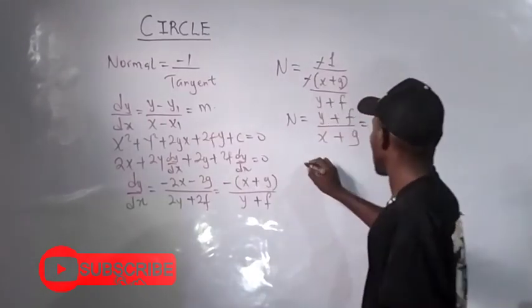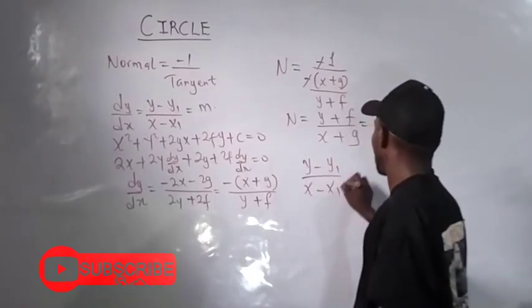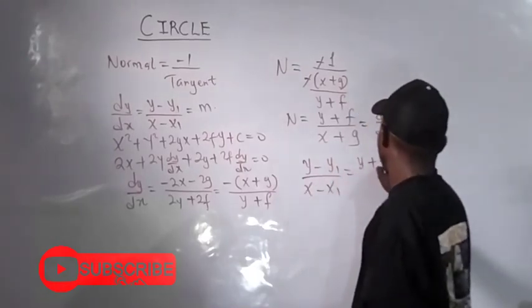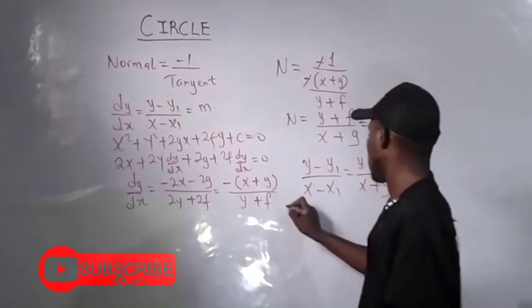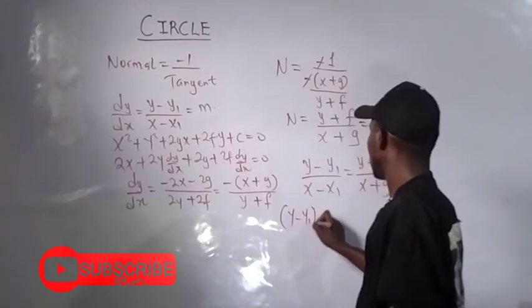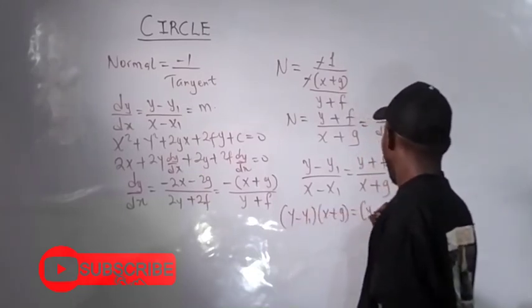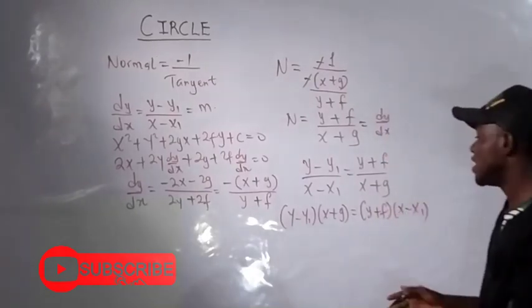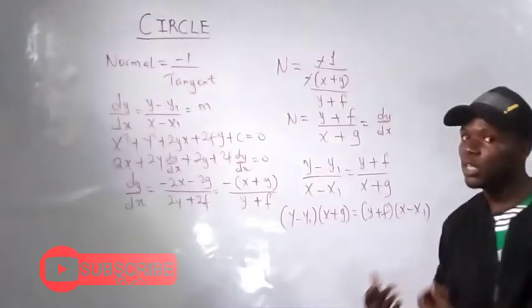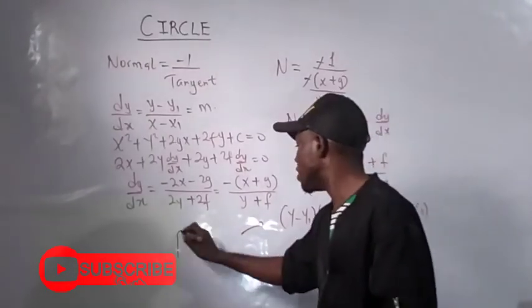So we equate this and this. I'll have y minus y1 all over x minus x1 equal to y plus f all over x plus g, and by cross multiplication we'll have y minus y1 in bracket x plus g equals y plus f and x minus x1. Now you can easily simplify this as well, just like we did for the tangent, but I will leave this as a brain teaser.